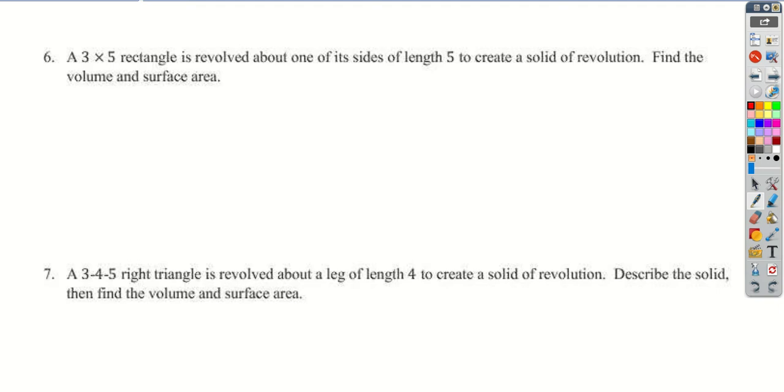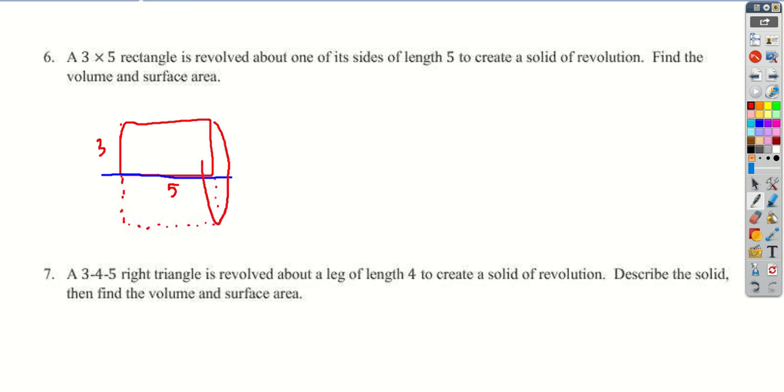So for number 6, we have a 3 by 5 rectangle. And we're going to rotate it around the side that has a length of 5. So this side is not going to move. Okay, that's going to stay still. So we want to remember to reflect it over. Okay, it's going to come down here. And we know when we trace the path, we're going to get ourselves a cylinder. Okay, and we want to find the volume and surface area.